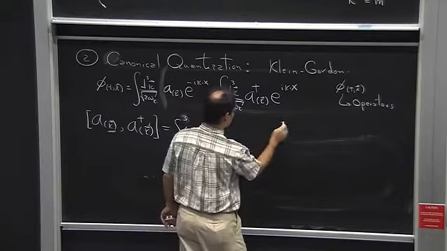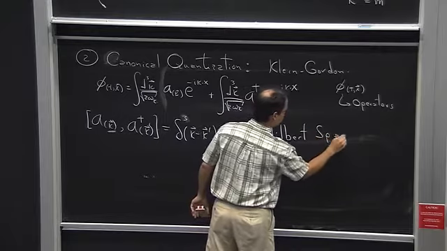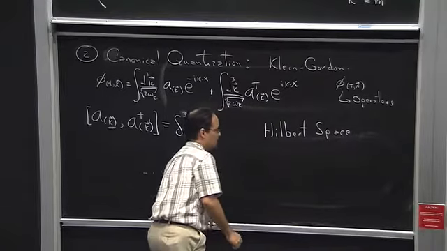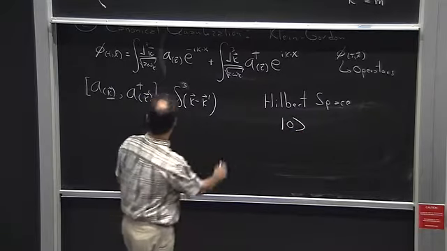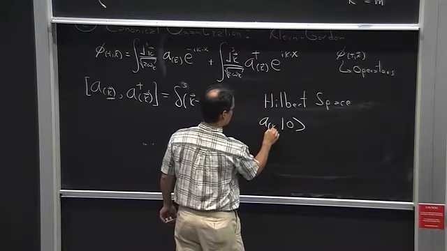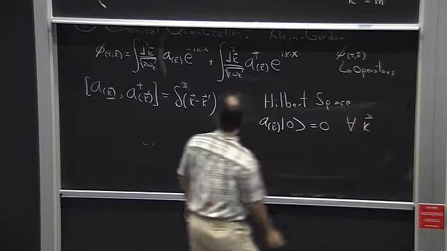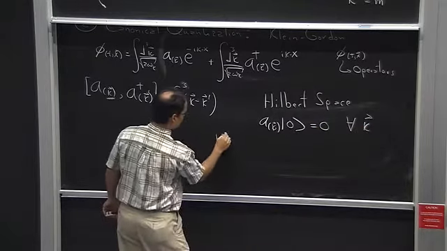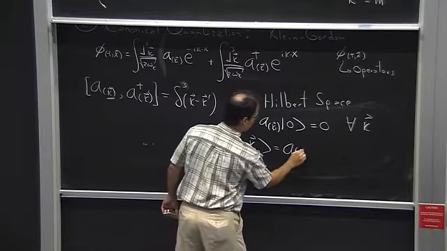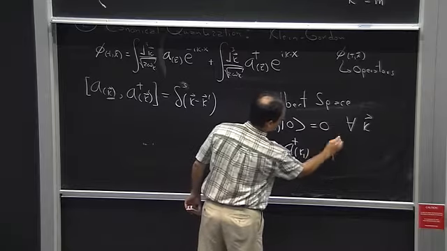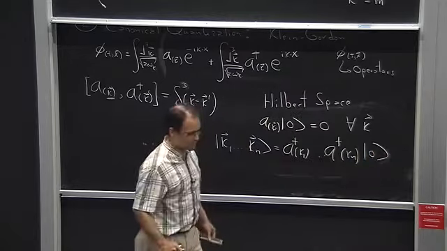We defined the Hilbert space basically by postulating the existence of a vacuum state, defined as a state that is annihilated by all the annihilation operators. And we created states in the Hilbert space by acting with creation operators. Very good. Nothing fancy.